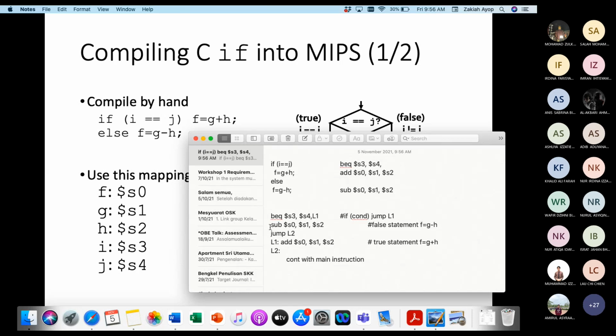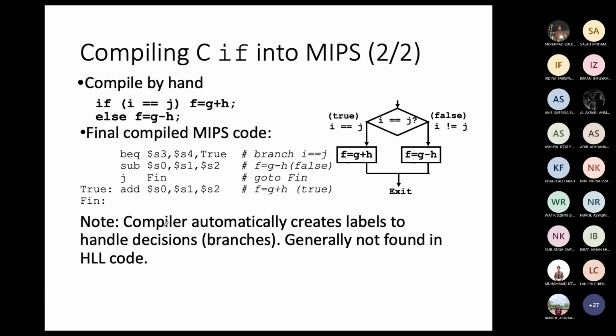Once the condition is false, it would run the sub here, and then don't forget to put jump L2. You don't write jump L2, you just write J. So J here means jump L2. That is how you want to write your code.